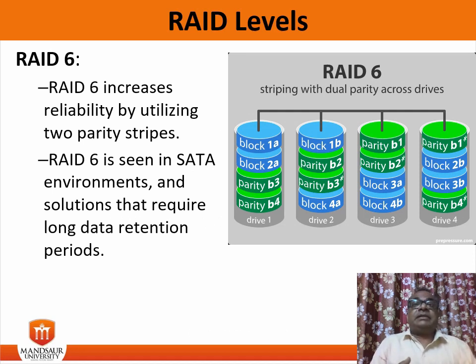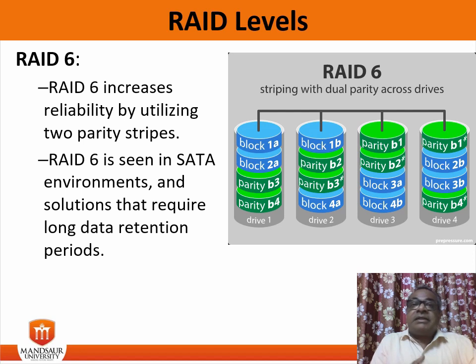RAID 6 increases reliability by utilizing two parity strips, which allows for two disk failures within the RAID set before data is lost. RAID 6 is normally seen in the SATA environment, that is the Serial ATA environment, and in solutions that require a long data retention period, such as data archiving or disk-based backup.